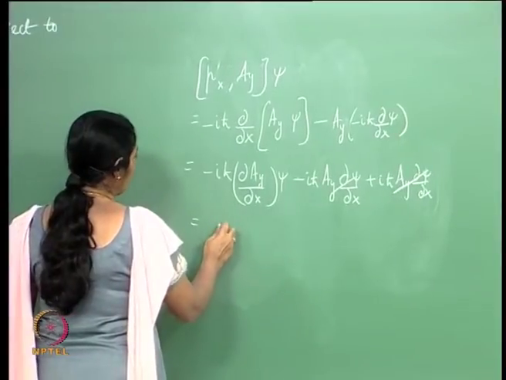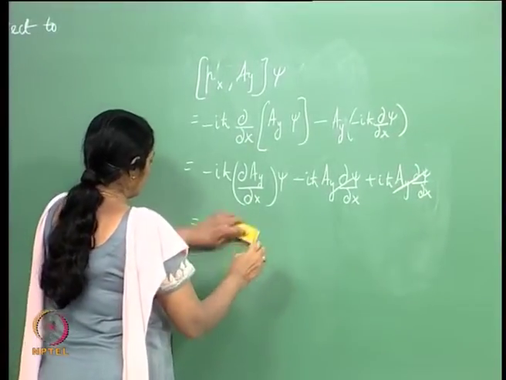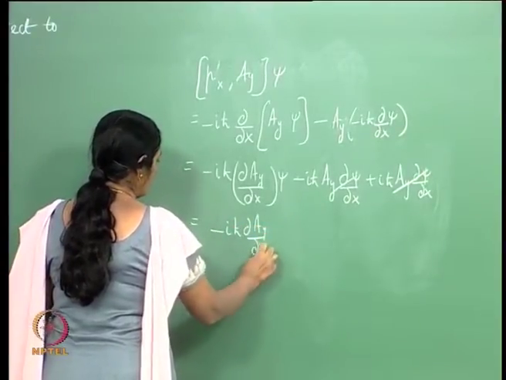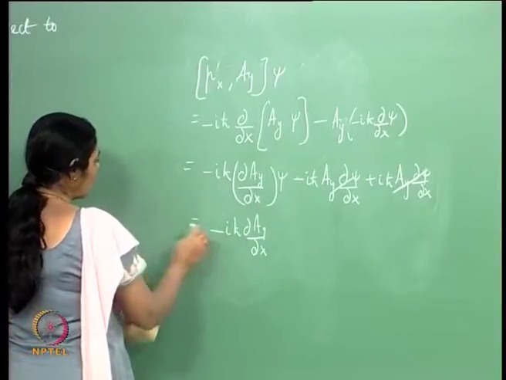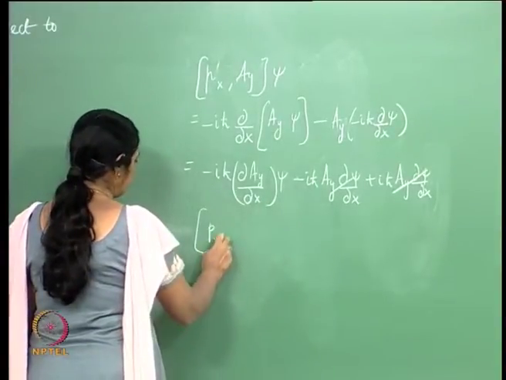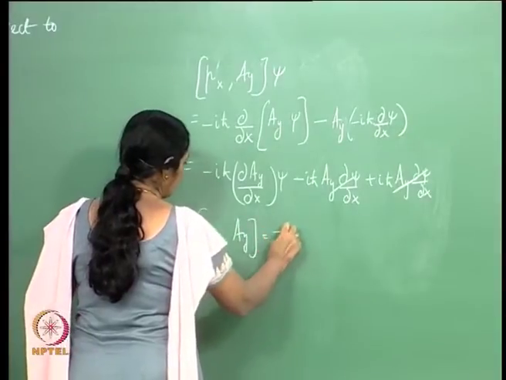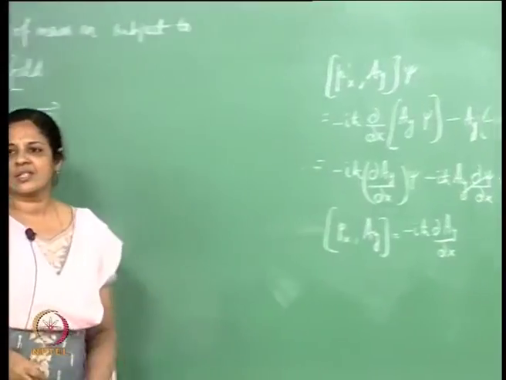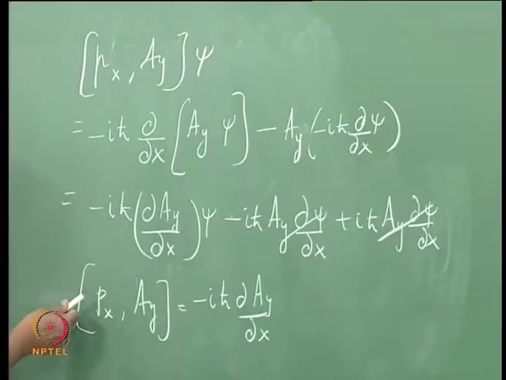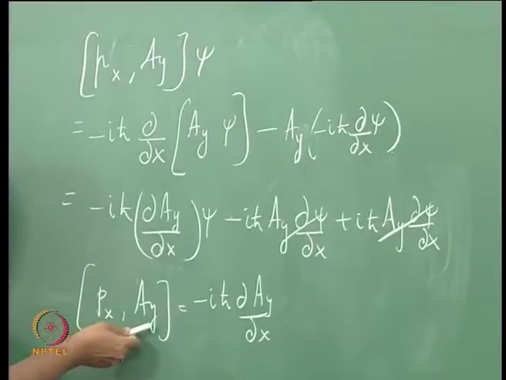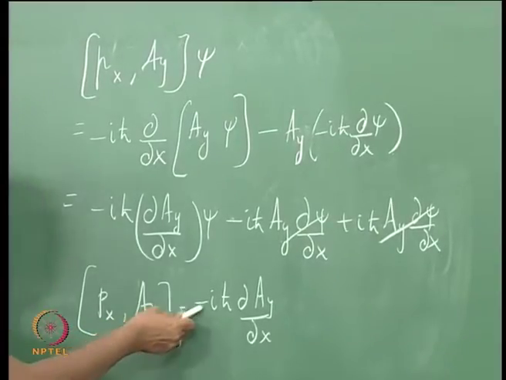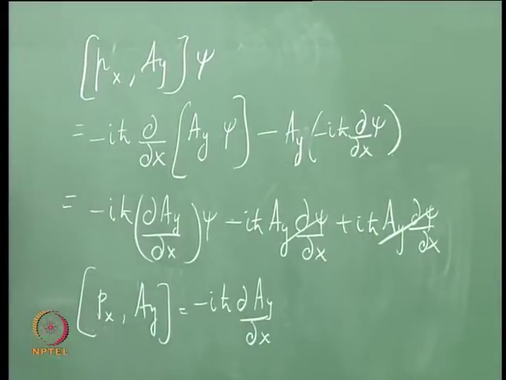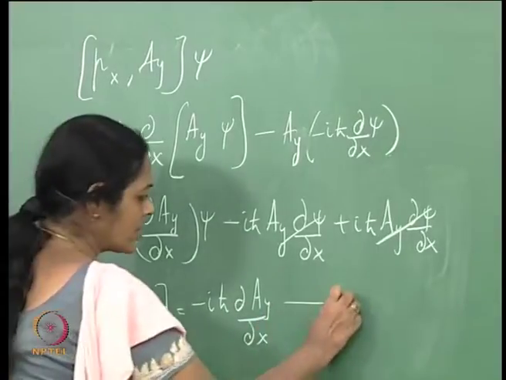So, this is the same as minus iħ ∂Ay/∂x, and therefore, the commutator [Px, Ay] is minus iħ ∂Ay/∂x. Clearly, this is a cyclic relation in the sense that if I take Py commutator with Az, I will have minus iħ ∂Az/∂y. Similarly, Pz commutator with Ax and so on. So, this is the first thing that I have.